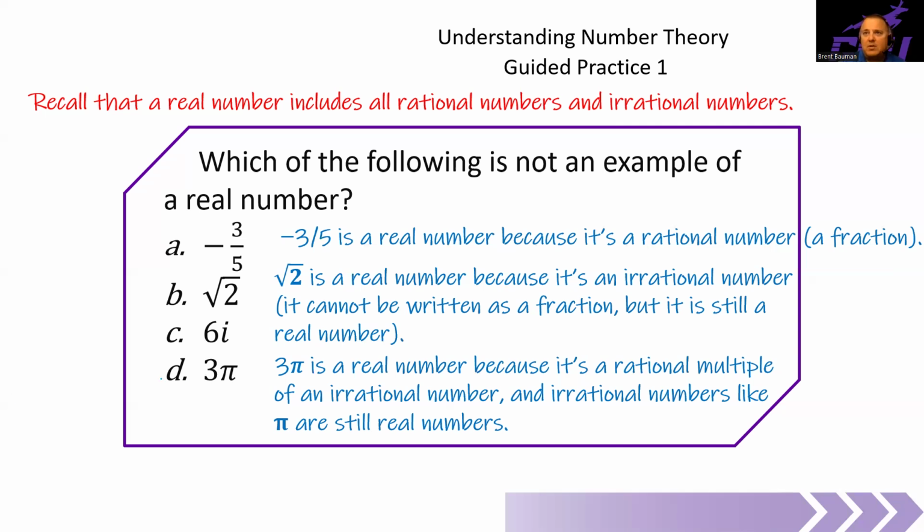And same idea with D. You have pi in here. So pi is an irrational number, that same idea. We're not going to be able to put it into a fraction, but it's still a real number.